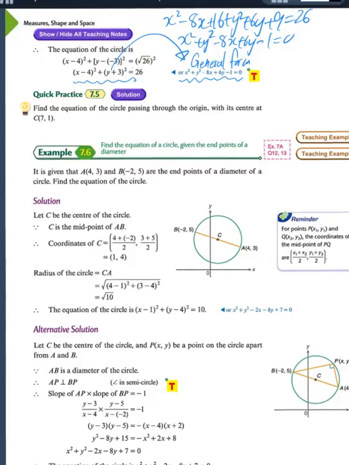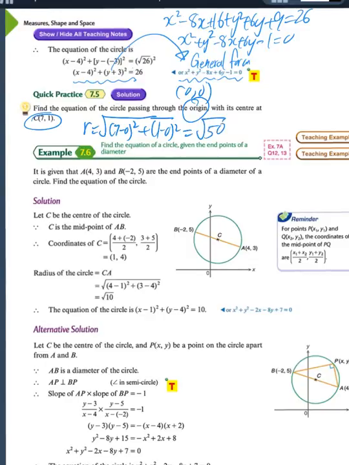I find the equation of the circle passing through the origin. That means the center is not (0, 0). It passes through the origin, not the center. The center should be here. This is the center, (7, 1). It passes through the origin. Therefore, the radius will be the square root of (7 - 0)² + (1 - 0)², since the origin represents (0, 0). That should be the square root of 49 + 1, which is 50.